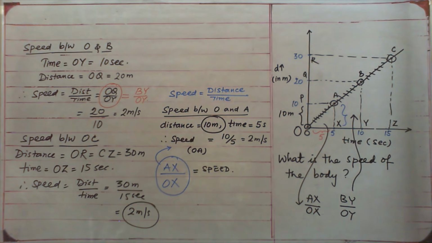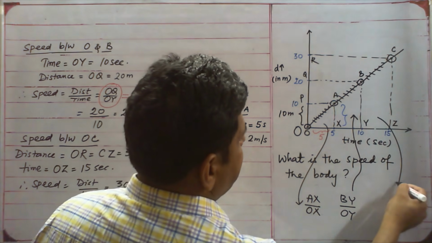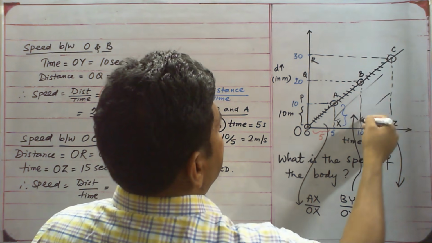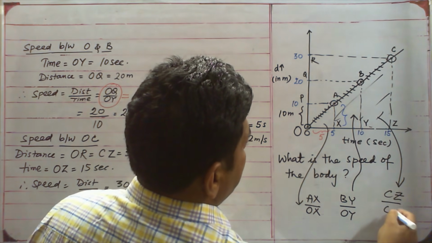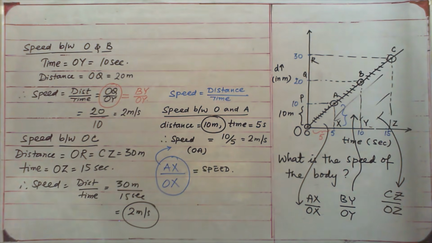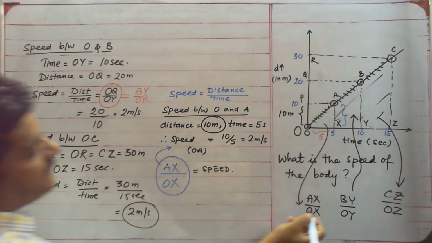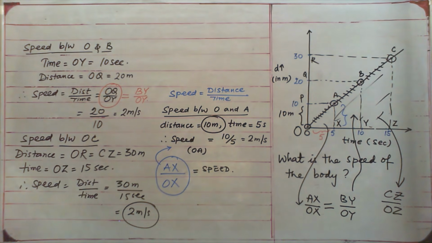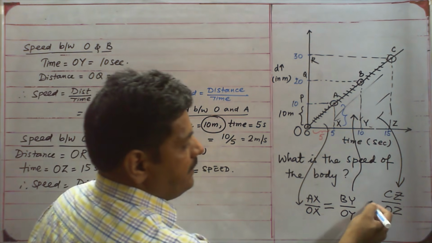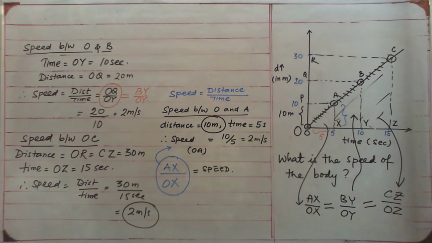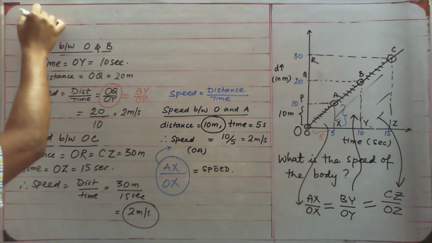So what do we find in all these three cases? Here, in the whole part, we are getting CZ by OZ as the speed of the body. And if you look at these calculations, we can write AX by OX is equal to BY by OY, and this is equal to CZ by OZ, and we can come to a simple, very important conclusion.